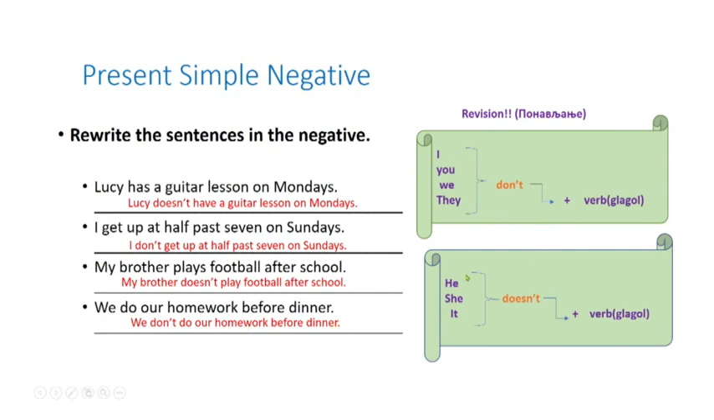So be careful, for he, she and it we use doesn't and the verb with no s. Znači pazimo da ovdje ne dodamo s kao u potvrdnom obliku i da za sva druga lica ne ide doesn't nego don't u negaciji. Okay?